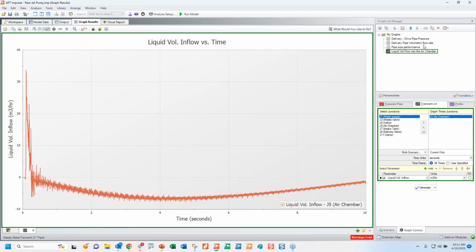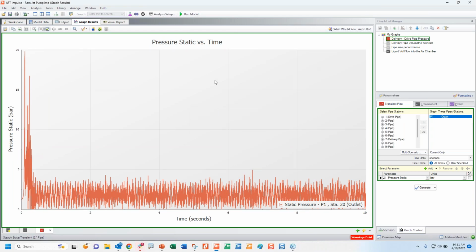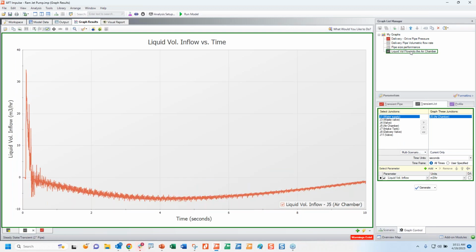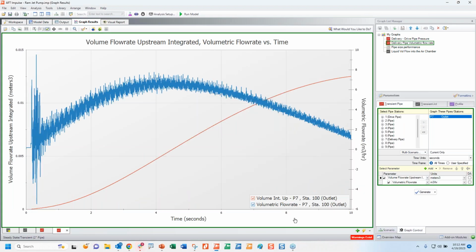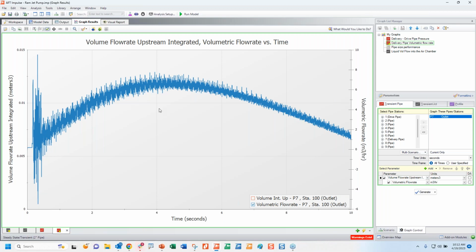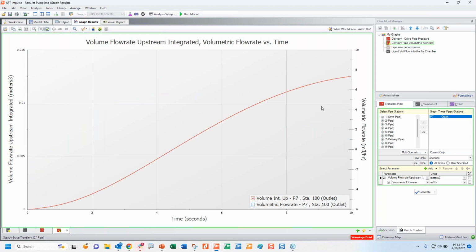We're going to see the delivery pipe. Here we see the batches of the pressure going up and down due to the water hammer effect. Let's see the volumetric flow in the air chamber. We see the liquid volume going up and down. Initially, we see a big spike due to the initial water hammer, and then we see the air in the air chamber compressing more, less drastically than the initial one. And let's see the delivery pipe volumetric flow. We see that it goes up in batches. And the integrated volumetric flow increases in time up to 6 cubic meters in 10 seconds.